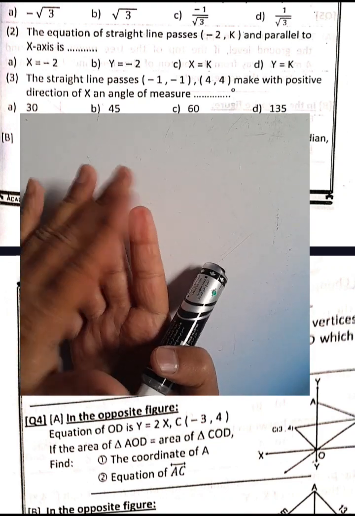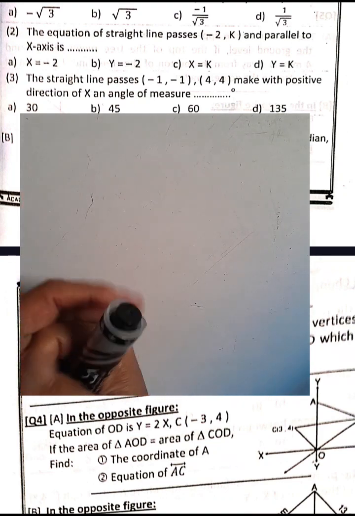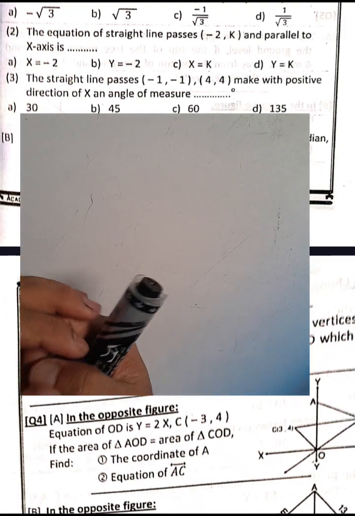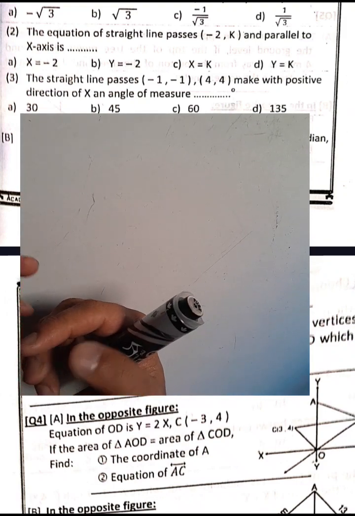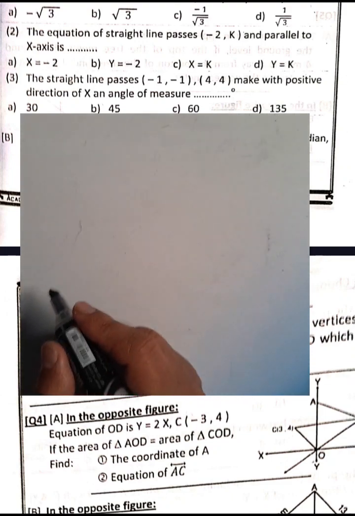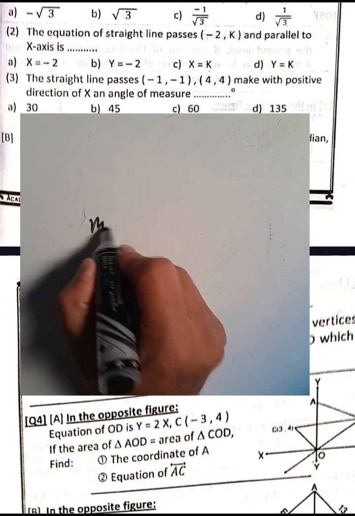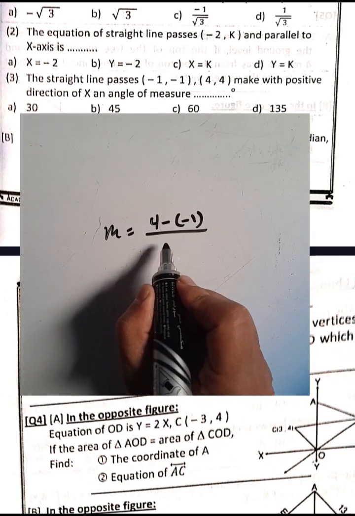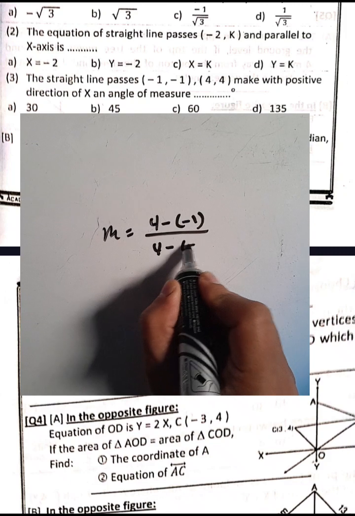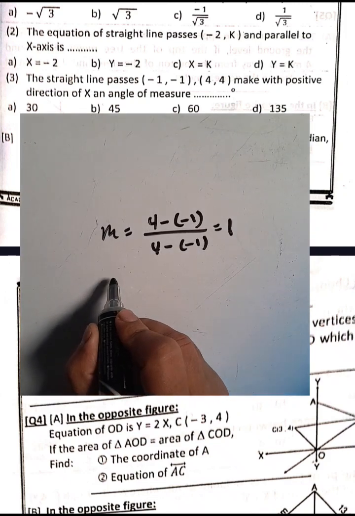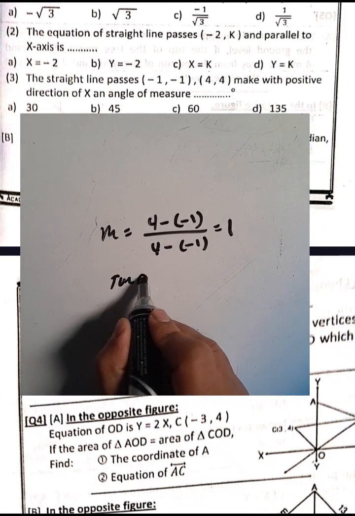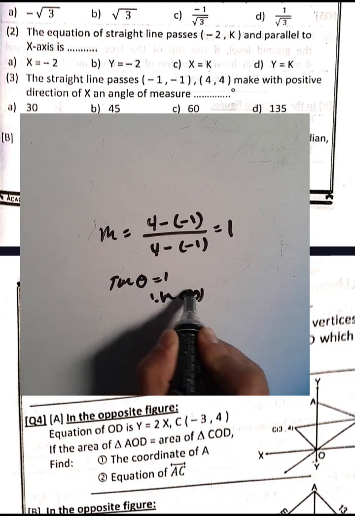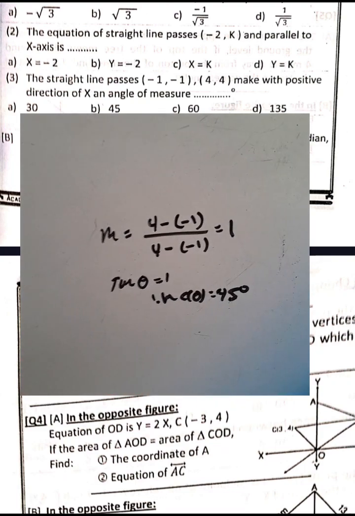Next example, number 3. The straight line passing through (-1, -1) and (4, 4) makes an angle with the positive direction of the x-axis of what measure? We can find the angle by finding the slope of the line, which equals tan theta, and then using shift tan to find the angle. We have m, the slope, equals (4 minus 1) over (4 minus 1). The slope here will be 1. Then tan of angle theta equals 1, so the measure of angle theta will be 45 degrees. Okay.